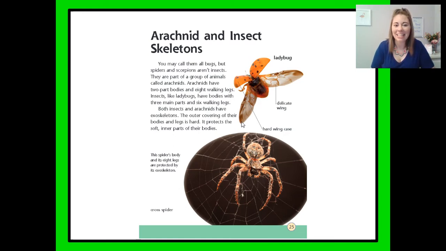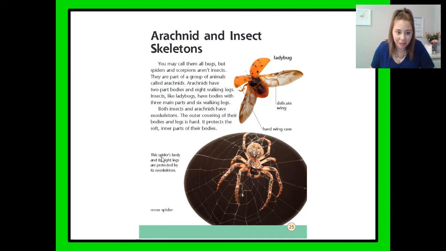Arachnid and insect skeletons. Ugh, insects. You may call them all bugs, but spiders and scorpions aren't insects. They are part of a group of animals called arachnids. Arachnids have two-part bodies and eight walking legs. Insects, like ladybugs, have bodies with three main parts and six walking legs. Both insects and arachnids have exoskeletons. The outer covering of their bodies and legs is hard. It protects the soft inner parts of their bodies.